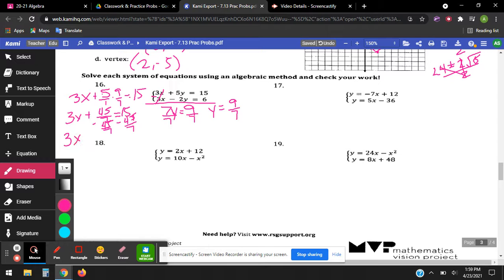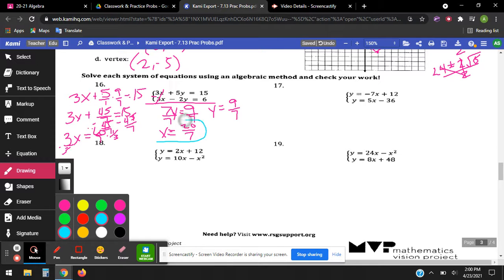So 3x equals 8 and 4/7, that'd be 60/7. Because if I divide by 3, that's times 1/3. 60 divided by 3, I end up with x equals 20 over 7. Boy, that was an ugly one.